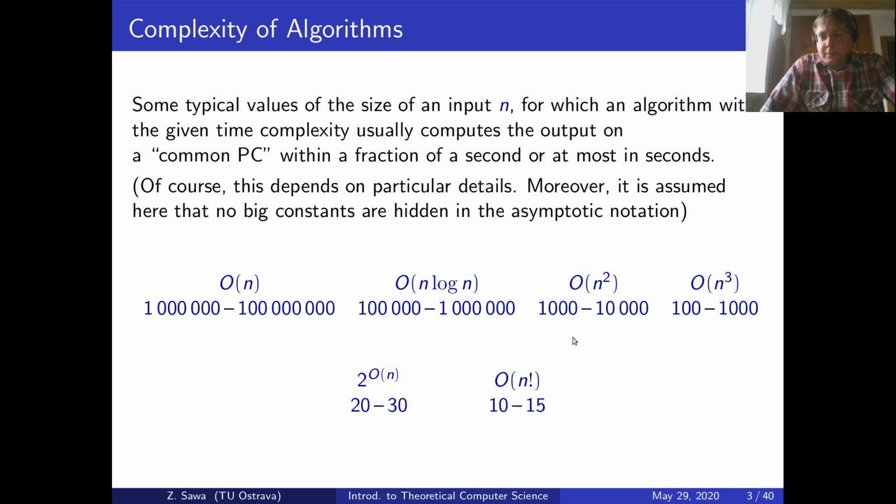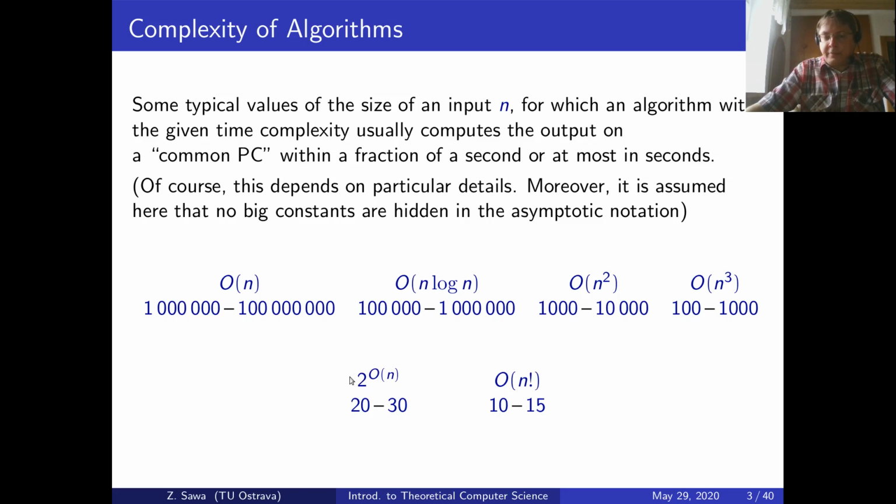So this can be easily processed with algorithms with this complexity. If we have an algorithm with quadratic complexity, so in big O n square, the typical sizes of inputs that could be processed quite fast are from 1,000 to 10,000. If we have a cubic algorithm, with complexity in big O n to 3, then inputs of sizes from 100 to 1000 could be reasonably processed.